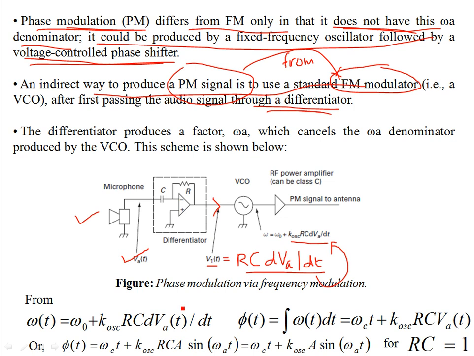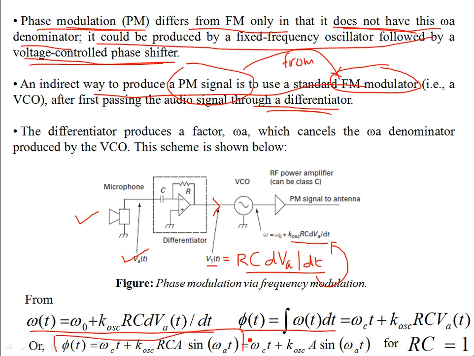Why is that? Look at this expression. This omega(t) is omega naught plus K oscillator RC dVA/dt, and since the phase is the integration of omega, that can be written as such. So this differential vanishes, and what you are left with is RC A sine omega A t. Since this is the integration, you cut out the derivative part. So that's your phase expression that you are left with.